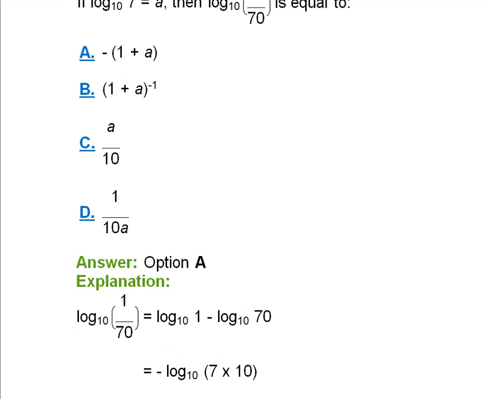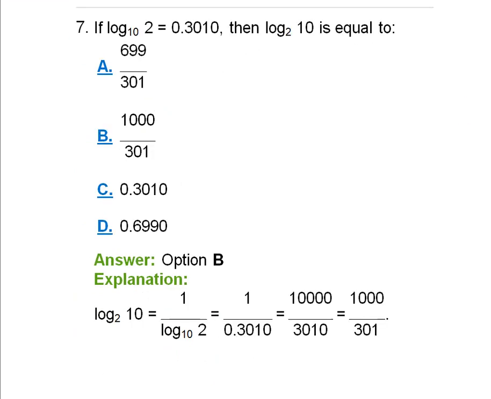If log 2 to the base 10 is 0.3010, then log 10 to the base 2 is equal to, okay, so log 10 to the base 2 can be written as 1 by log 2 base 10, and we know the value of log 2. So we'll write it as 1 by 0.3010. We'll remove the point here by taking zeros in the numerator. After solving this, you get 1000 by 301, which is your option B.